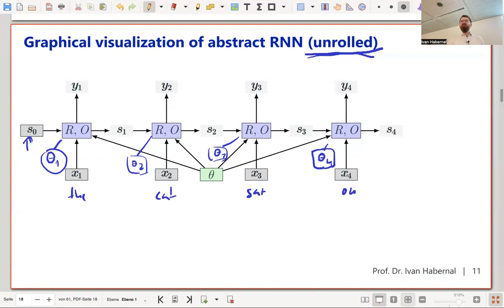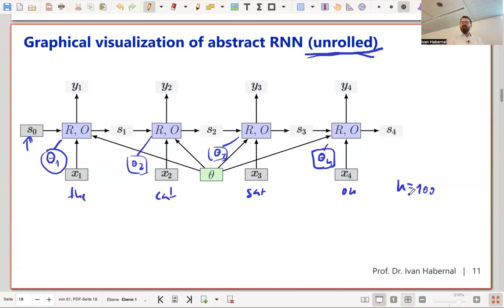Practically, you have many more parameters. So what's going to be hard? It's going to be hard to train them. If you have an input of, say, 100 words, you would have 100 times more parameters. So it's going to be hard to learn these thetas. So this is the first one.